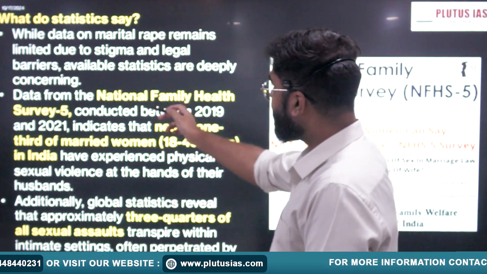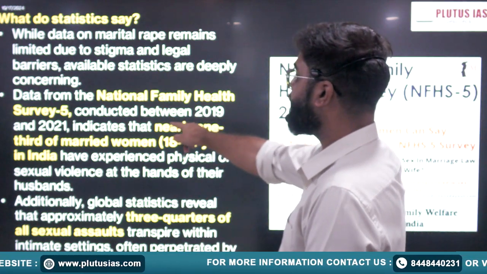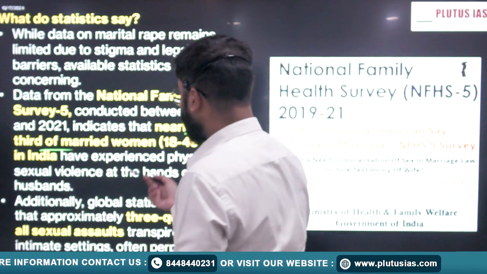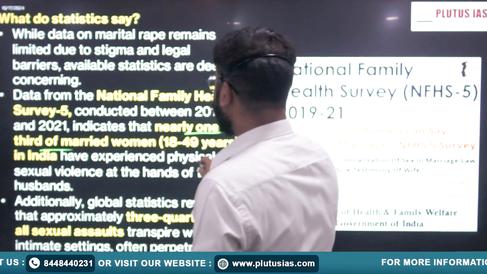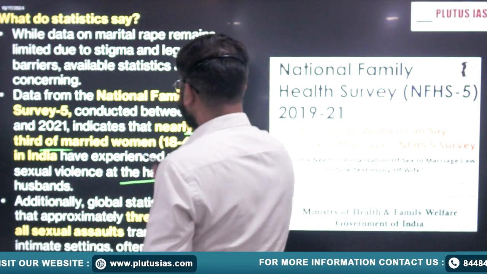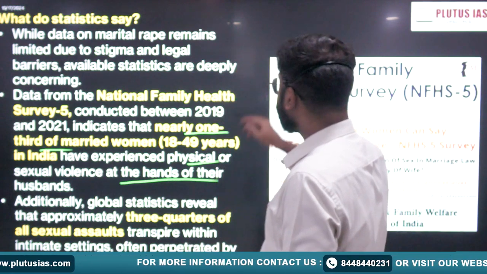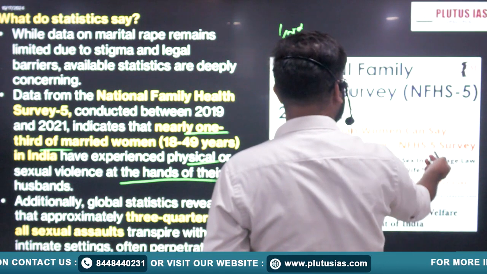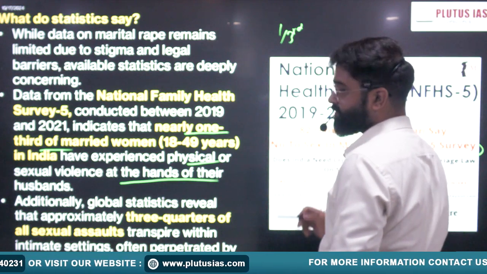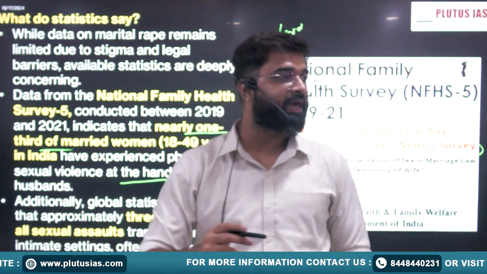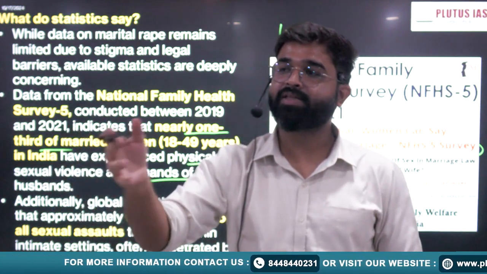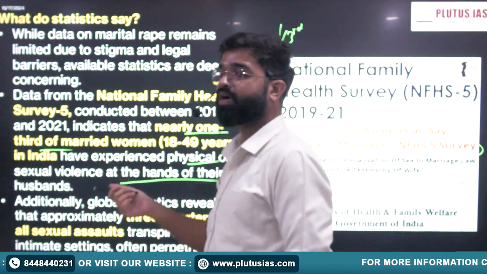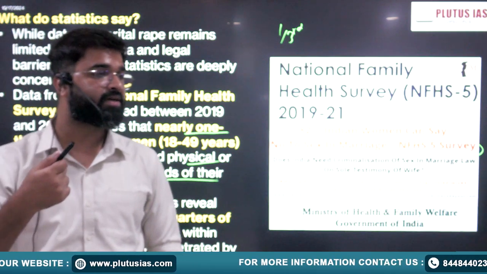Next, data from the National Family Health Survey conducted between 2019 and 21 indicates that nearly one third, means every third married woman, has experienced physical or sexual violence at the hands of her husband. And 82% of Indian women can say no to sex in marriage, says the National Family Health Survey. So it is nothing but a type of forced sex going on inside the institution of marriage, which is considered sacred. And ironically, this crime cannot be reported because it is not considered a crime.